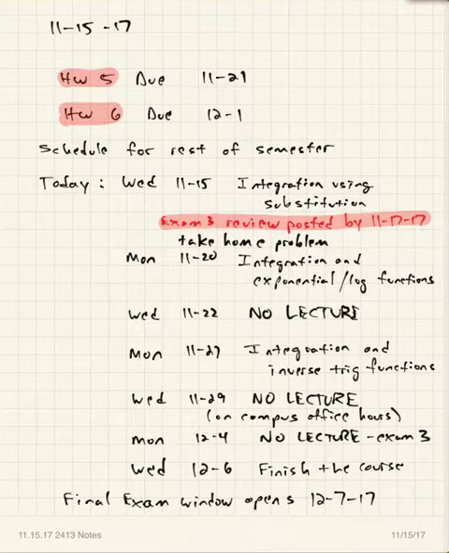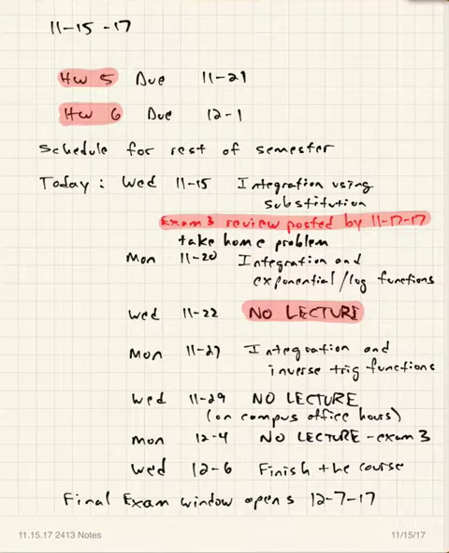Next Monday, we'll look at integration with exponential and logarithm functions. Next Wednesday, no lecture at all because that is the Thanksgiving weekend start. The Lone Star College system campuses are all closed on Wednesday. The following Monday, we'll look at integration and inverse trig functions. So we're continuing to look at integration with different types of functions.